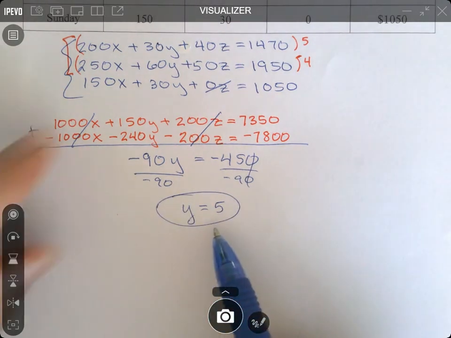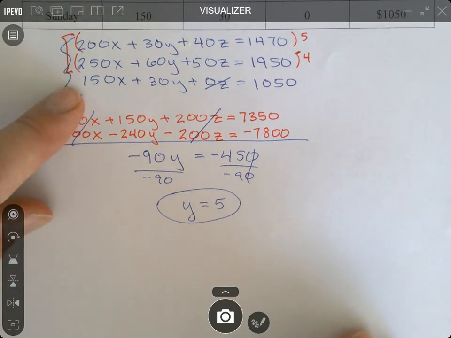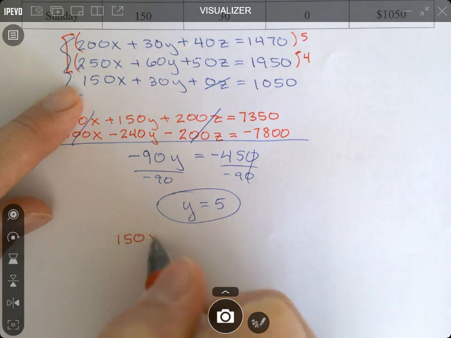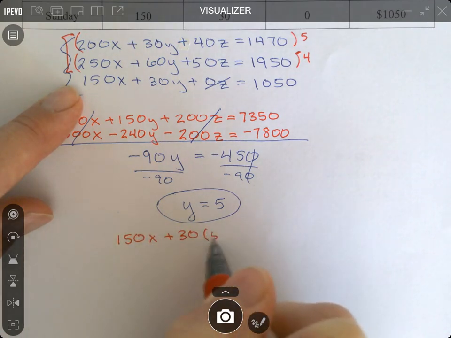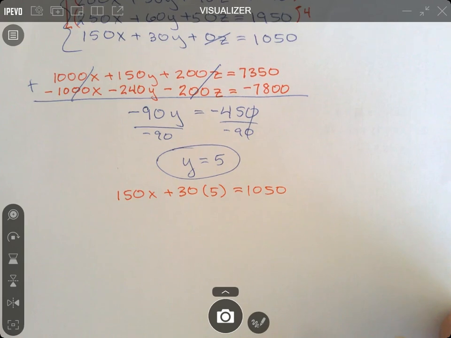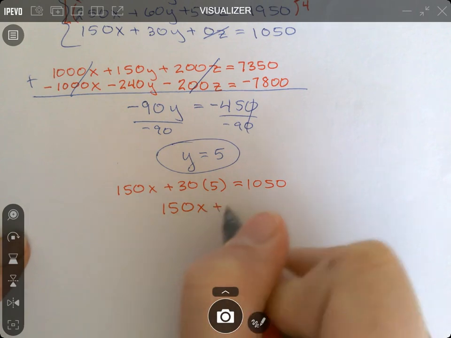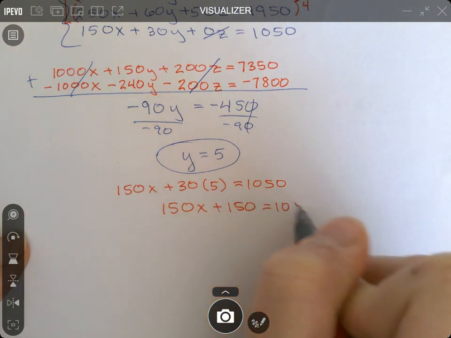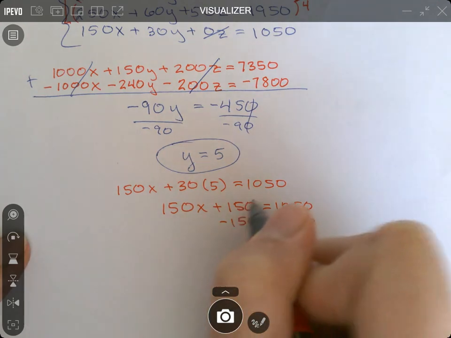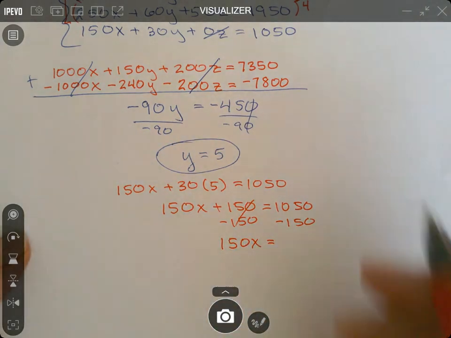I'm going to go back up where I had this equation. I'm going to plug it in because I can use that. And so this would be 150x plus 30 times y is 5 equals 1050. Okay, so I'm using that bottom equation. 150x plus 150 equals 1050. Subtract 150. Boy, lots of same numbers here. I get 150x equals 900.